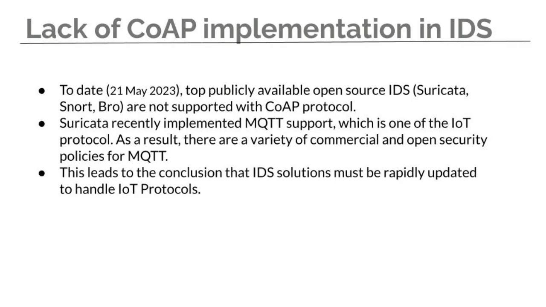To date, it's not just that Suricata lacks support for CoAP, but also there is no open source IDS, as per my understanding, that actually supports the CoAP protocol. Recently Suricata has introduced one of the IoT protocols, that is MQTT. Suddenly, when this protocol was introduced, we saw a lot of commercial and open source security policies for MQTT. This leads to the conclusion that if MQTT is introduced in traditional internet security solutions, then CoAP is also a candidate to be added, so that it can secure not only the traditional internet but can also be utilized in the IoT framework.